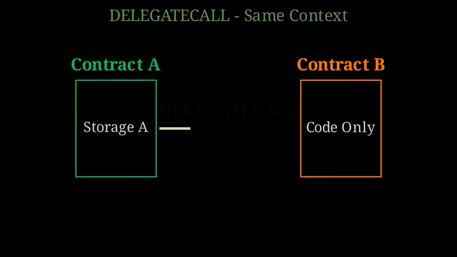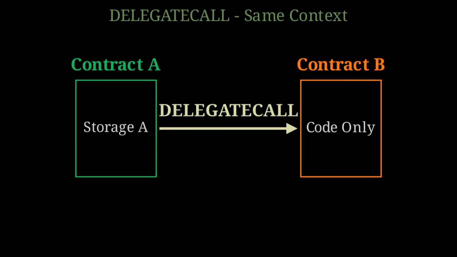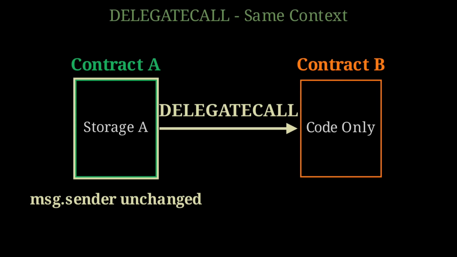When A calls B using delegate call, no new execution frame is created. B's code executes, but it runs in A's context. The msg.sender value stays the same. It doesn't change to A. And here's the key difference. Any storage operations will modify A's storage, not B's. Contract B is essentially lending its code to contract A. This is why delegate call is commonly used for upgradable contracts and libraries.